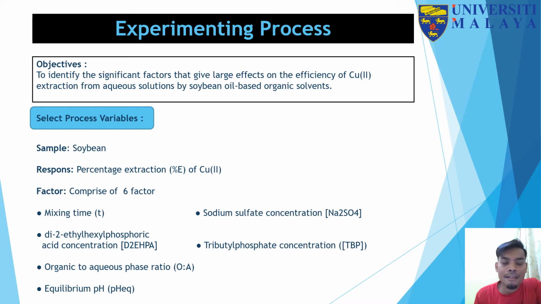Based on the study, the objective is to identify the significant factors that give large effects on the efficiency of copper-2 extraction from aqueous solution by soybean oil-based organic solvent. The process variables involved in this experiment are the sample itself, soybean, the response, the percentage extraction of copper-2, and there are 6 factors in this study.